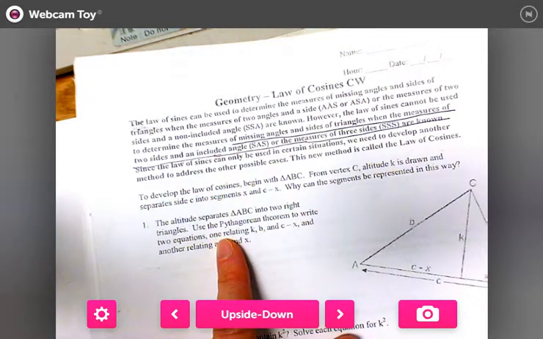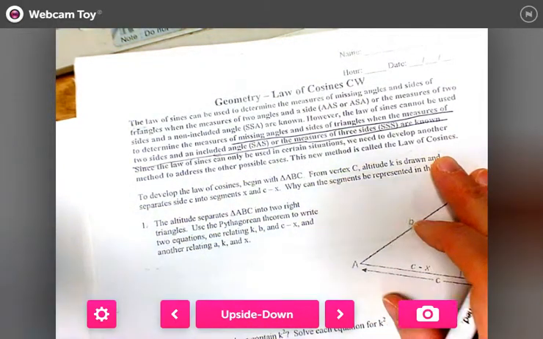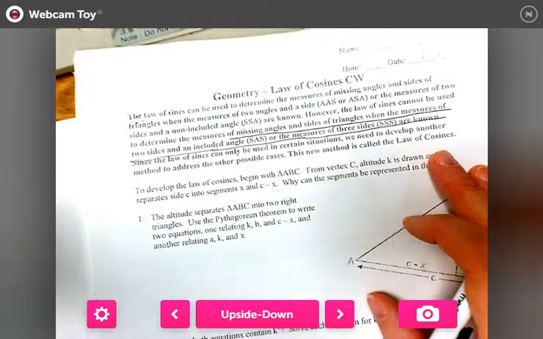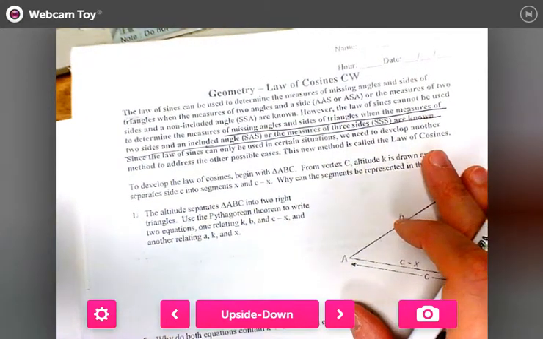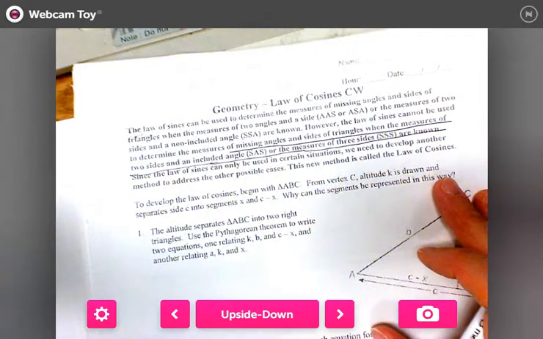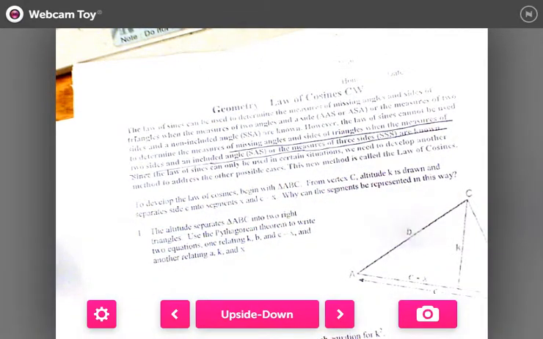This new method is called the law of cosines. So if you have three sides, you can't do the law of sines. You need at least one angle to do the law of sines, okay? If you're trying to find a side and you're only given one angle, you can't use the law of sines. So you've got to be able to use the law of cosines in some of these cases, okay? So we're going to look at the law of cosines here.